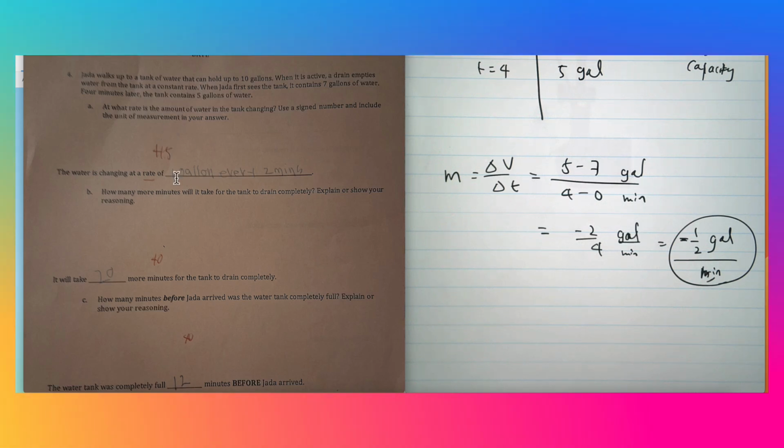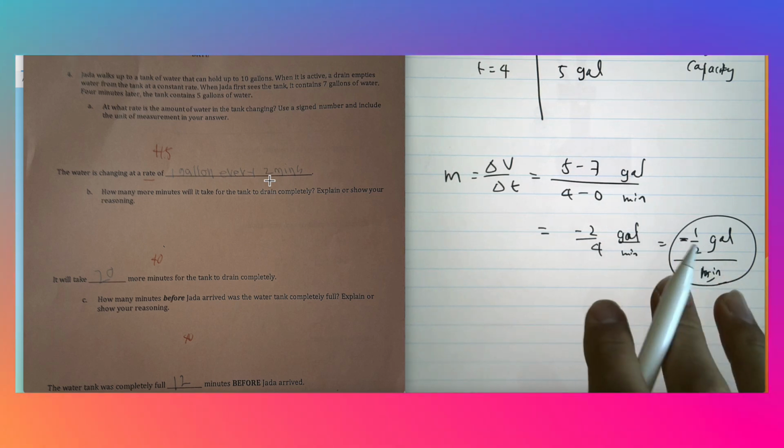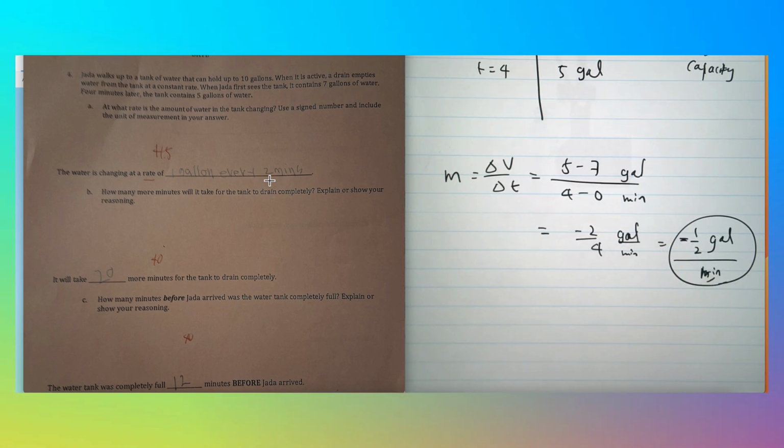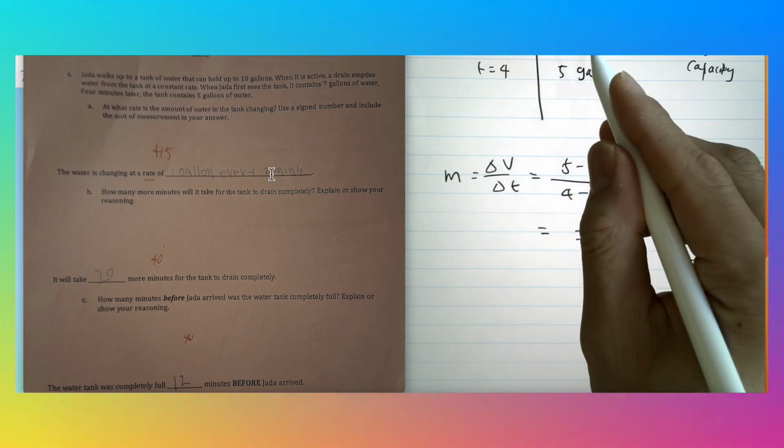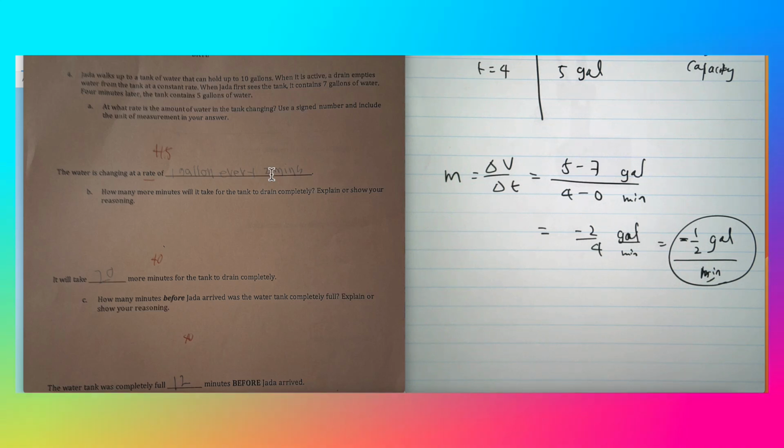I don't know what the teacher actually decided to give you, whether it's out of 2 or 1.5, but hopefully you understood that there is a negative sign here. Again, that's because we are draining. See, we start with 7, now we end up with 5. Part B, no credit given here.